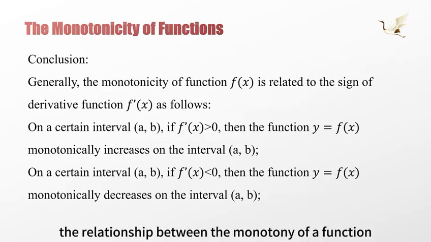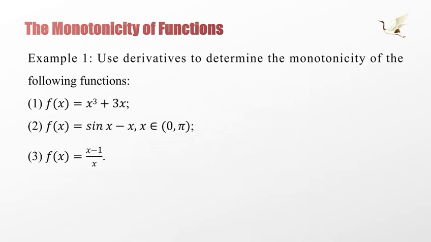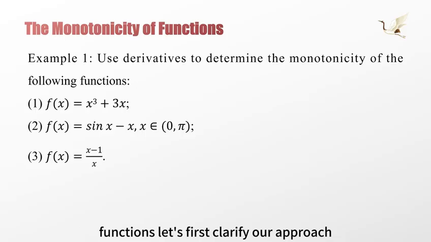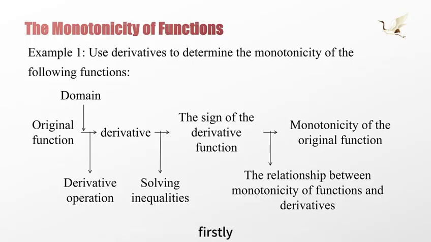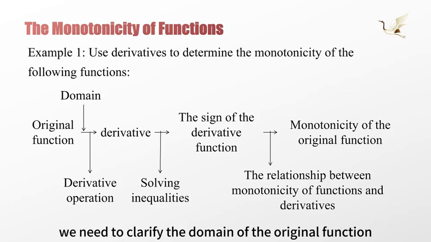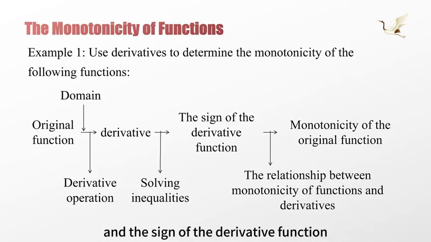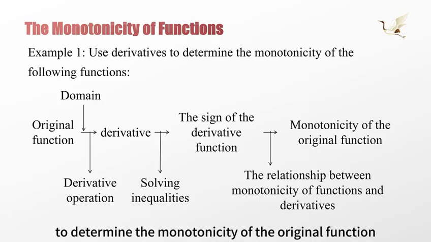Next, we will use the relationship between the monotonicity of a function and the sign of its derivative to solve some example problems. Please take a look at example 1. Use derivatives to determine the monotonicity of the following functions. Let's first clarify our approach. Firstly, we need to clarify the domain of the original function, then obtain its corresponding derivative function through differentiation, and the sign of the derivative function can be determined by solving inequalities. Based on the relationship between the monotonicity of the function we just explored and its derivatives, we determine the monotonicity of the original function.